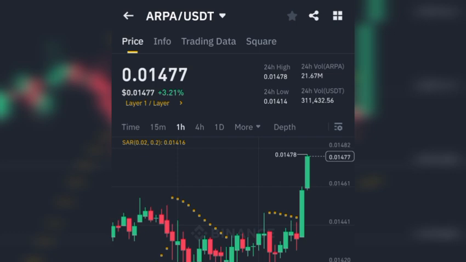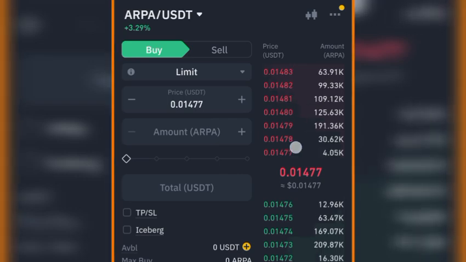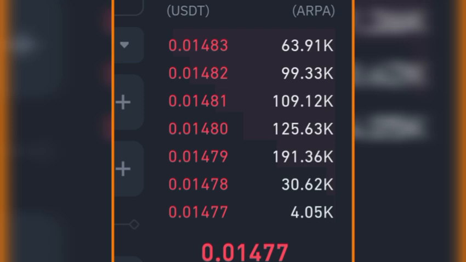So we go back into buying. Right, so we buy ARPA USDT, but this time around, what are we going to do? We are going to pick the higher price. Look at this. Let me show you the first red. This is saying 101477. So we'll still click on the first red.